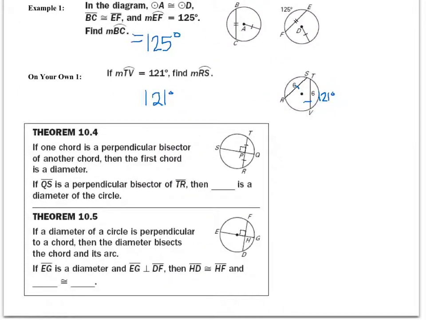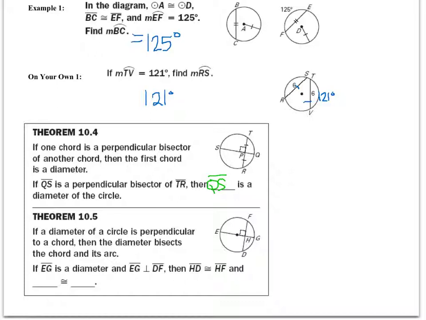We've got two more theorems here. Theorem 10.4 says if one chord is a perpendicular bisector of another chord, so here's a chord that is perpendicular and it bisects this chord, then this first chord is a diameter. So if we've got a chord that bisects another chord perpendicularly and cuts it in half, that's what bisect means, we know this one has to be a diameter. So if segment QS is a perpendicular bisector of segment TR, then we know that segment QS is a diameter of the circle.